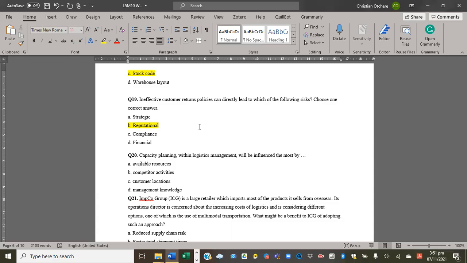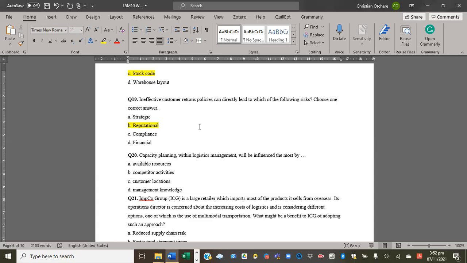If somebody goes for financial, the person should be marked right, because I know the financial is direct. If I lose 100 cedis today, it's a financial loss to the company before the reputation even comes out. Yeah, I agree with you. Just that we can only choose one correct answer.